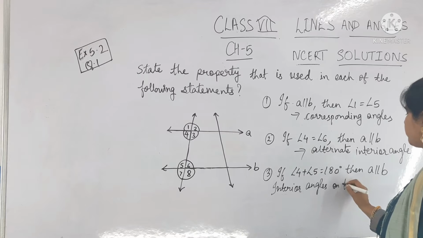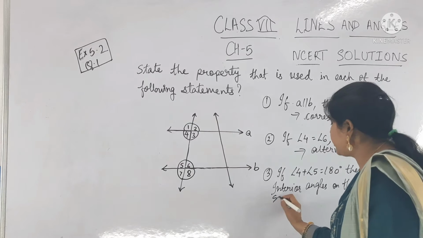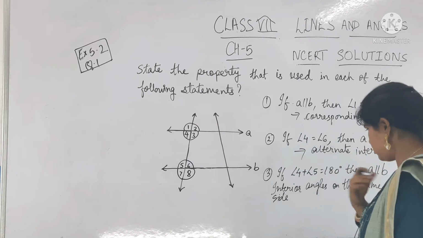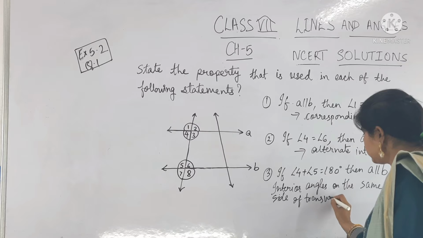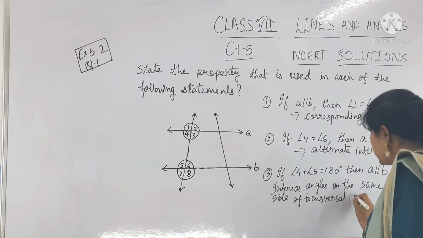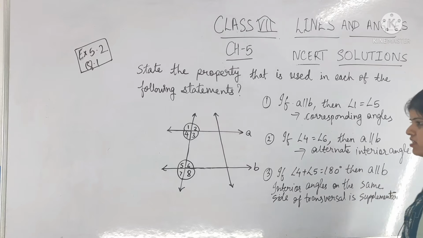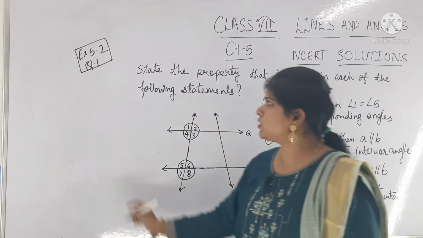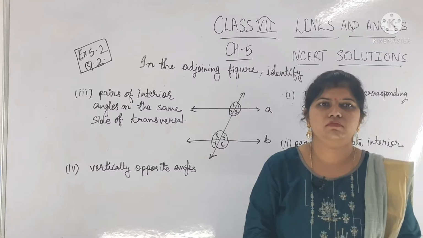on the same side of the transversal is supplementary, or 180 degrees. Supplementary means the sum of the angles is 180 degrees, and complementary is 90 degrees, right. So this is the solution for question number 1.